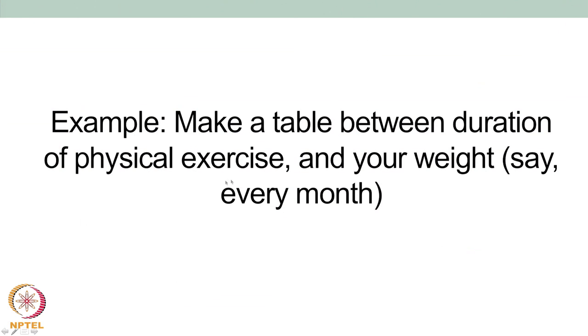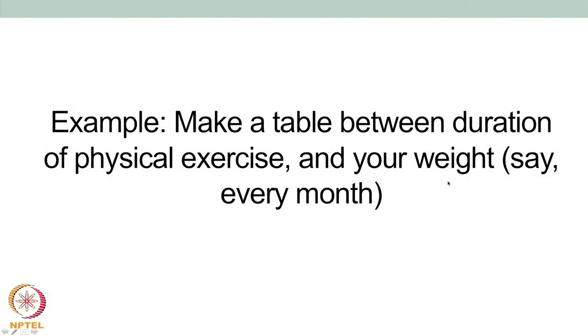We can make a table based on the things we see. For example, make a table between the duration of physical exercise and your weight, say every month. Every month we can look at how long we do our physical exercise, and we can also measure the average weight every month, and we can make a table of these things. This is quantifying some things that we do in our day-to-day life. We run or jog or go for walking very often, but we have never quantified it. We know roughly, but we have never written down a table based on the things that we do.